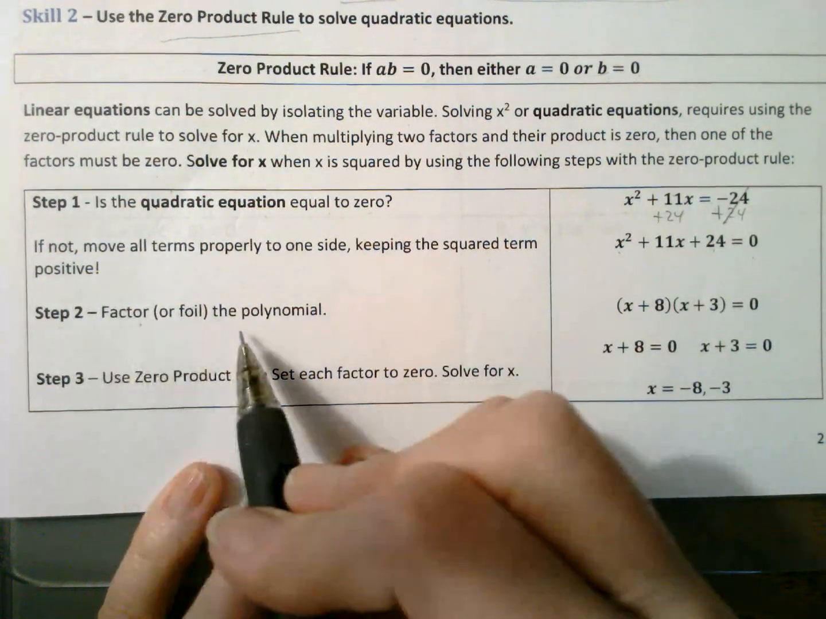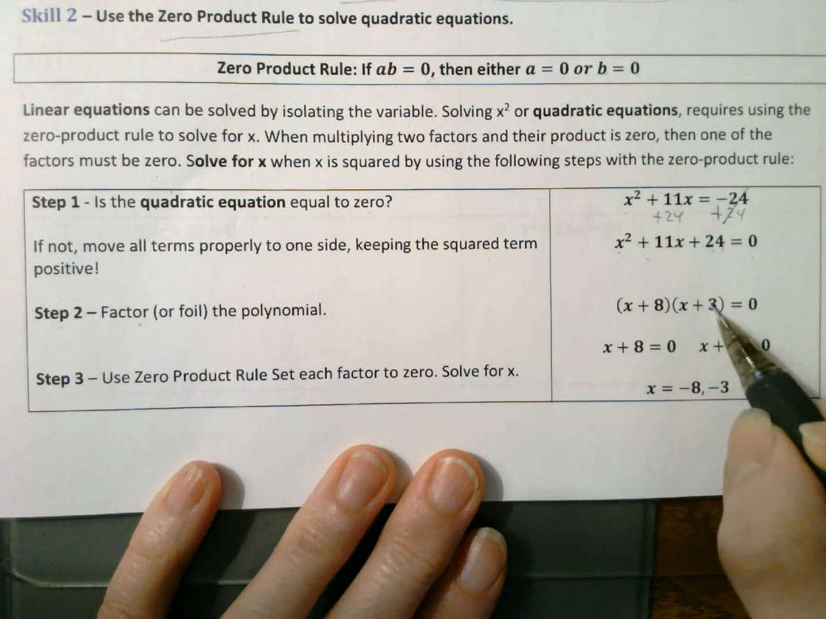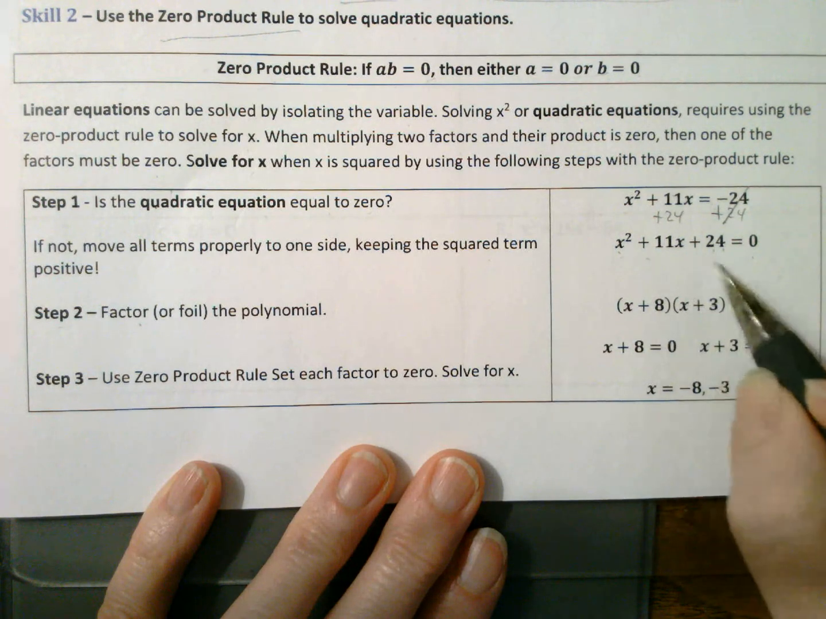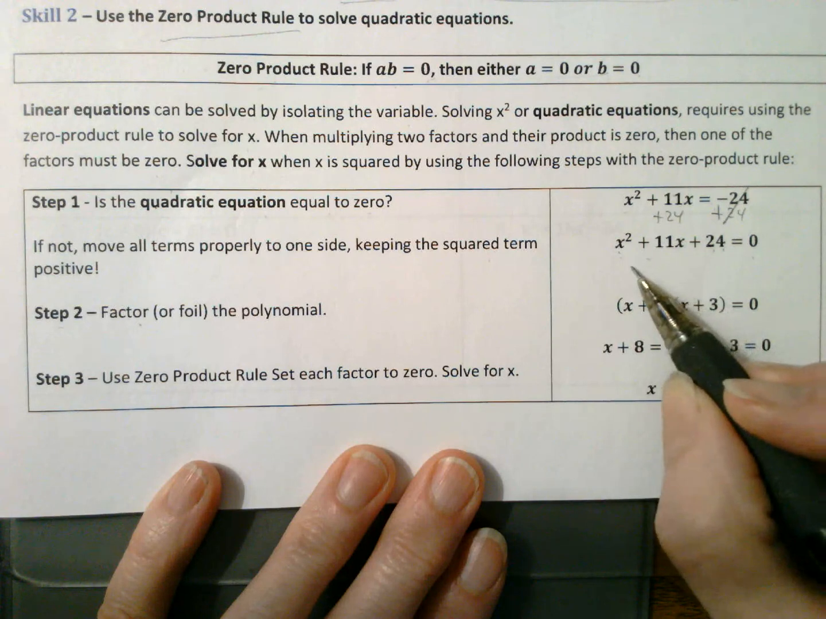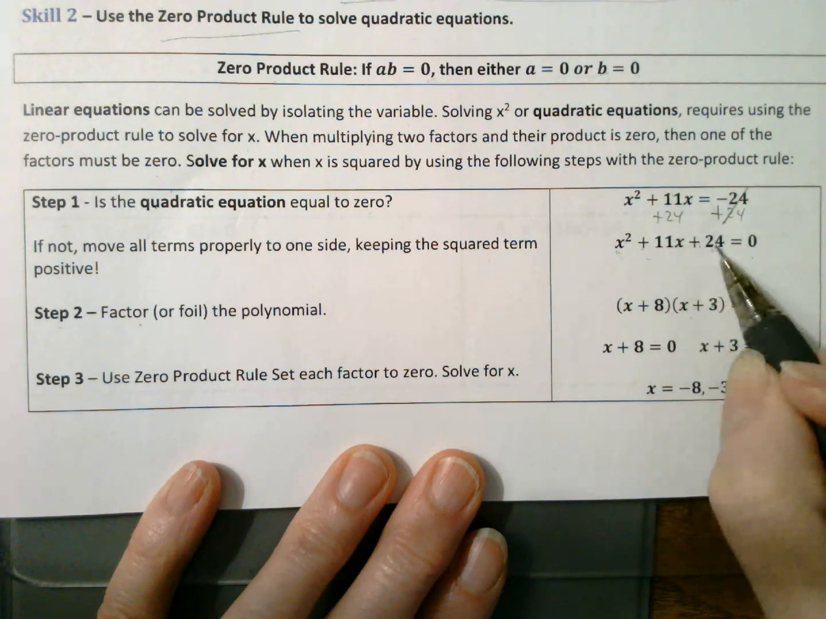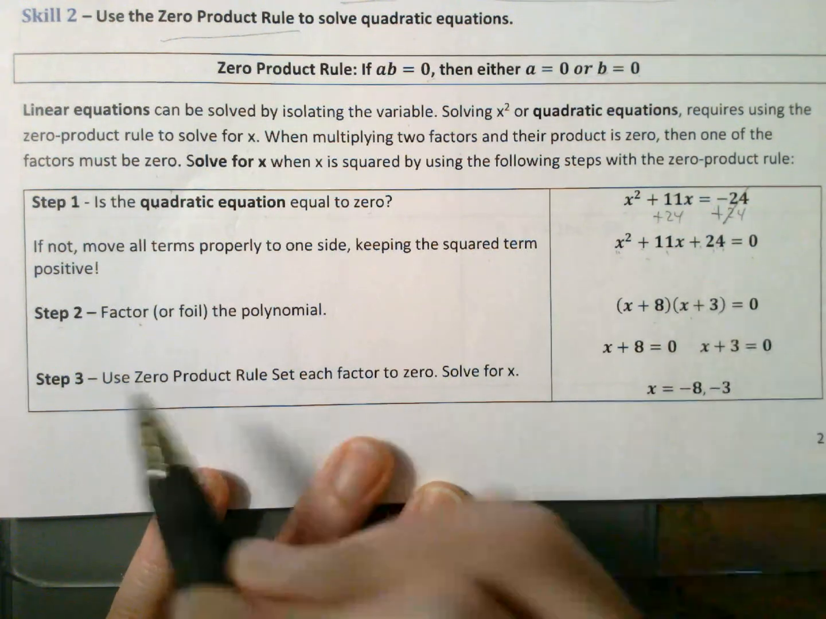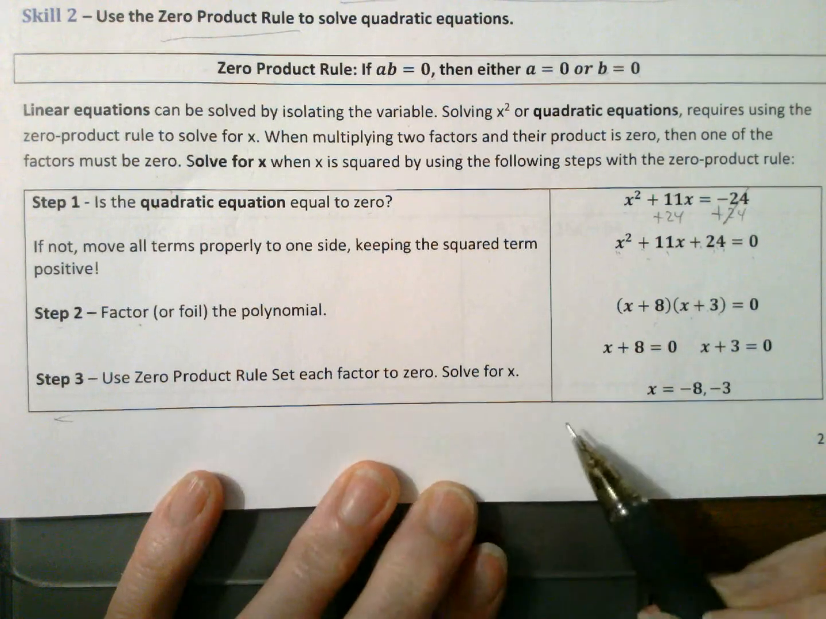And then step 2, factor or FOIL the polynomial. So FOIL would be putting them back together, but we factor them, you know what I'm talking about, right? So this is a plus and a plus, x and an x, factors of 24 that add up to 11: 8 and 3. Now comes in the zero product rule.